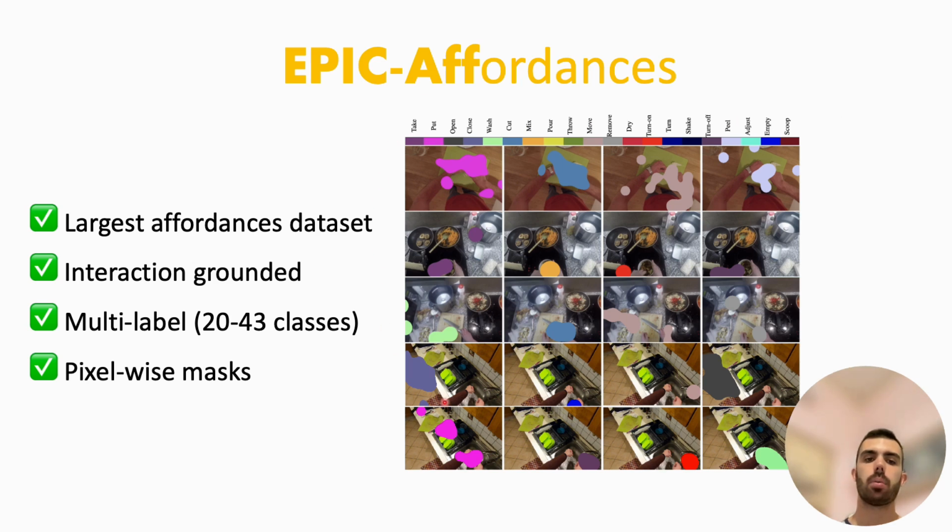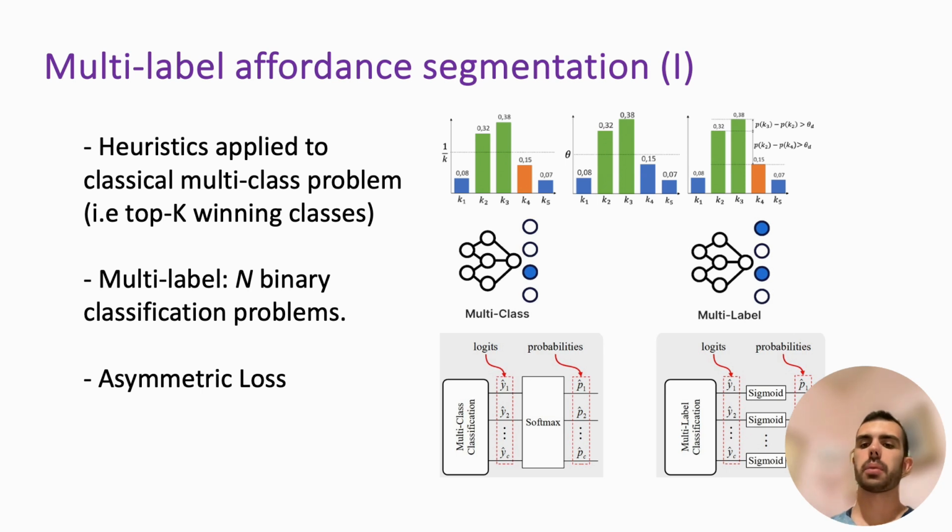These are qualitative examples of the EPIC Affordances dataset. As you can see here in this image, we were able to extract up to 8 different affordance masks from a single scene. Also, our masks are pixel-wise, and we present 2 different versions of the dataset. One of 20 different affordance classes, and the second one more challenging, up to 43 different classes. And furthermore, our approach is interaction grounded, which means that we have learned all the affordances by watching the videos of real interactions.